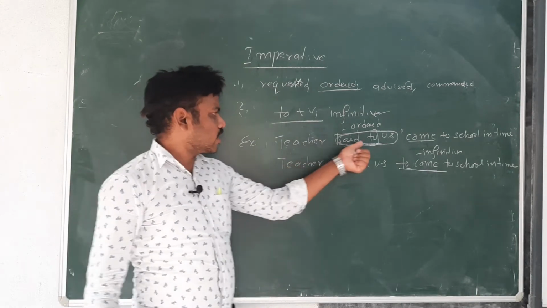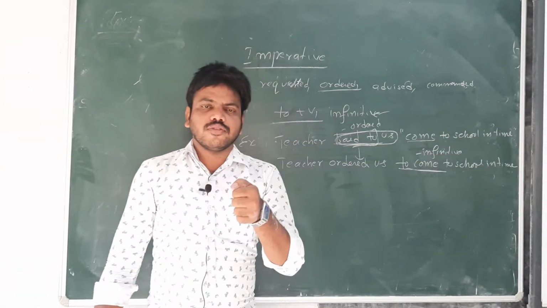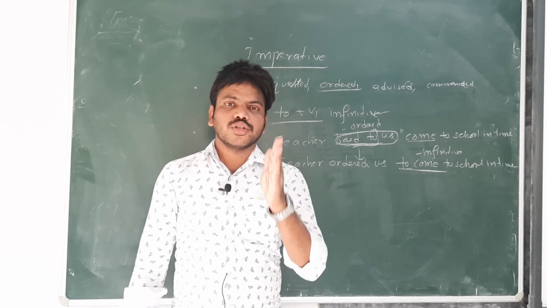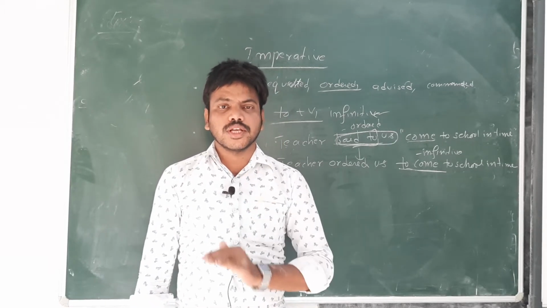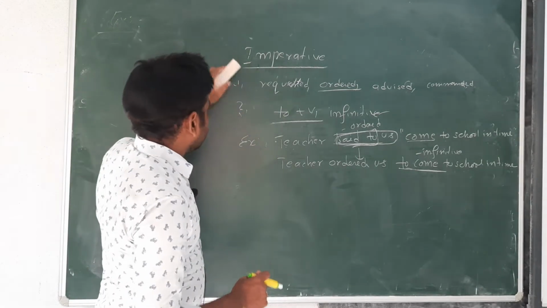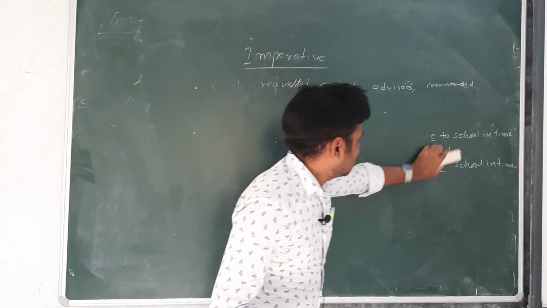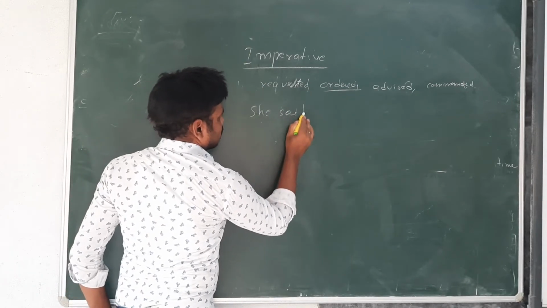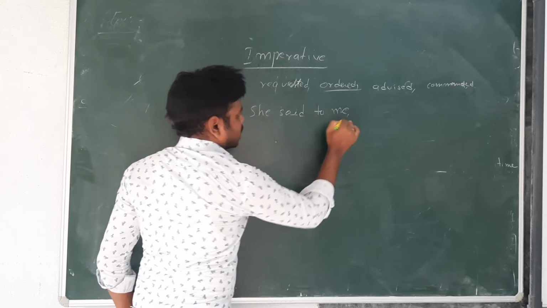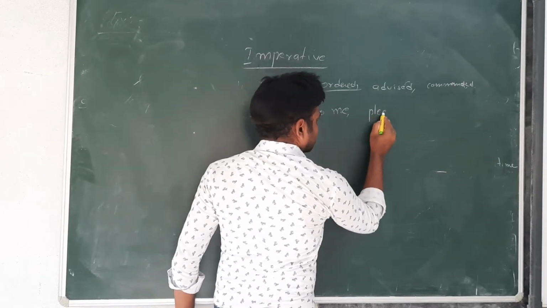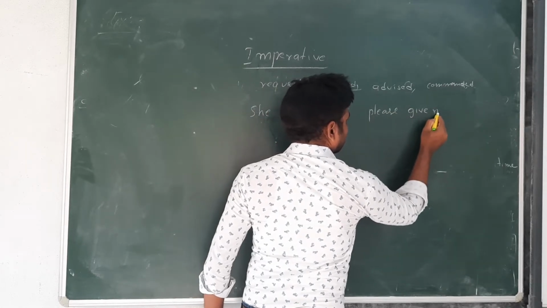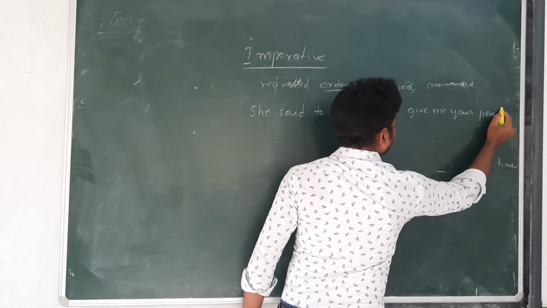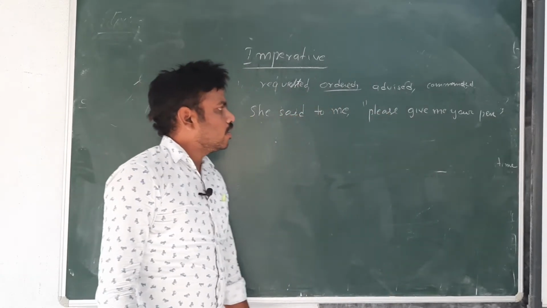Teacher said to us, come to school in time. It is very easy to change direct and indirect speech in imperative sentences, because we should add just to plus V1. Let us take one more example. She said to me, please give me your pen. Please give me your pen.